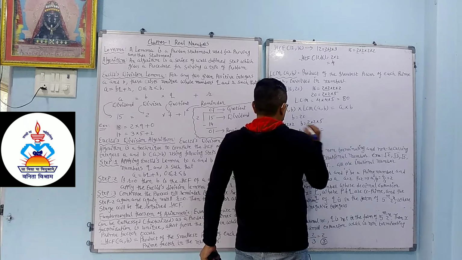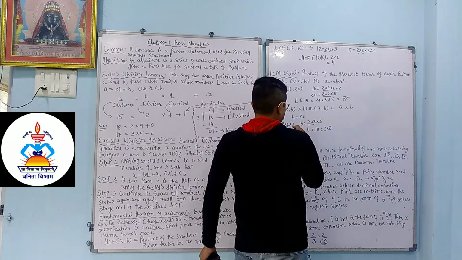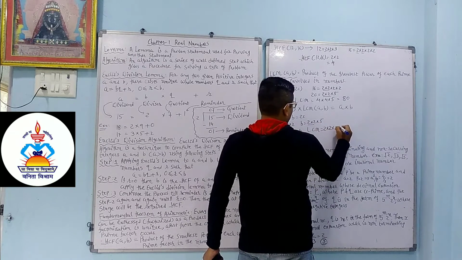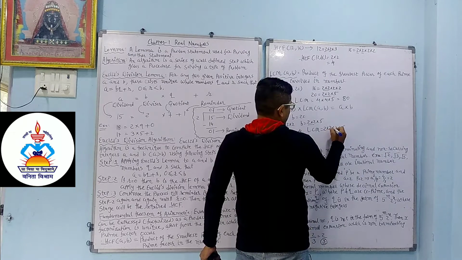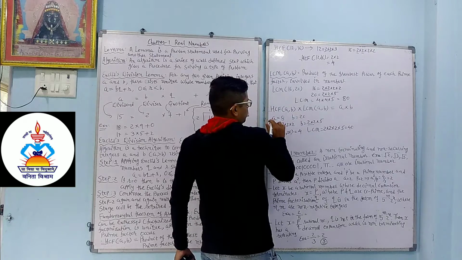Same way we can find the LCM. LCM will be 2 are common, that is 2 into 2, plus the extra 2 is also there, and here the 5 is also there, so we can write 5 here. So 2 2s are 4, 2s are 8, this is 40. Okay, now we are going to prove this one.